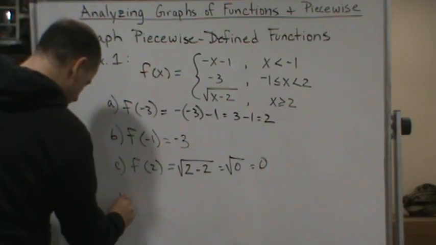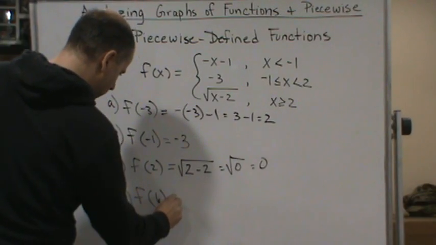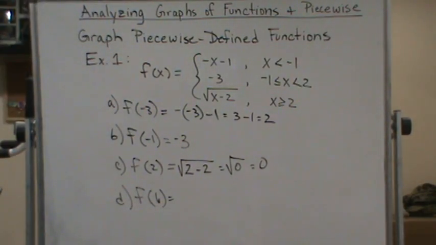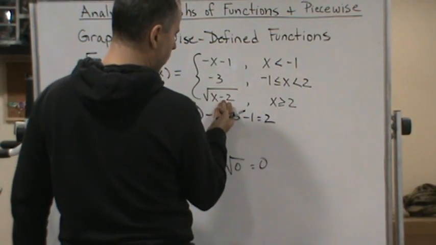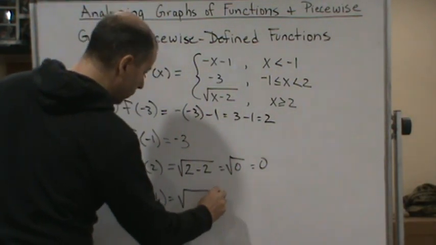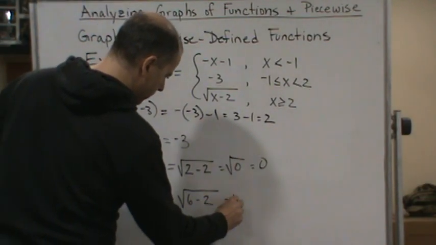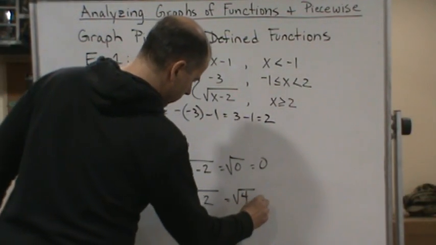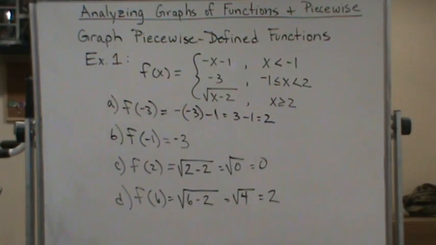Now, D says, what about f of 6? f of 6 is definitely greater than or equal to 2, so we're going to use this rule. It's going to be the square root of 6 minus 2, which equals the square root of 4, which equals 2. So f of 6 is equal to 2. And that is how you evaluate piecewise functions.